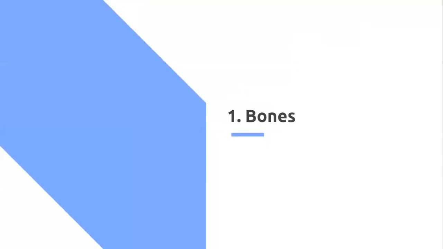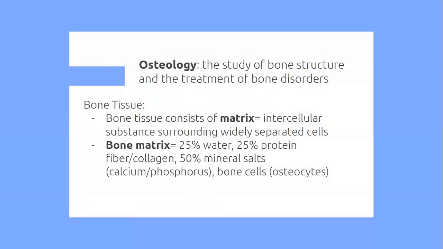All right, first up, we got bones. Osteology is the study of bone structure and the treatment of bone disorders. So it's everything in the bone scientific field morphed together, and that's osteology. Bone tissue is actually very unique. You won't find it anywhere else in the body.